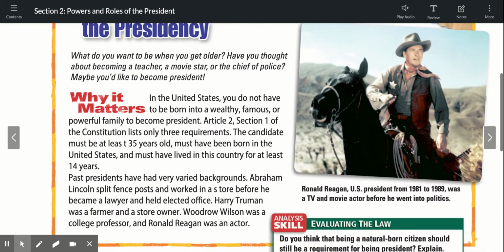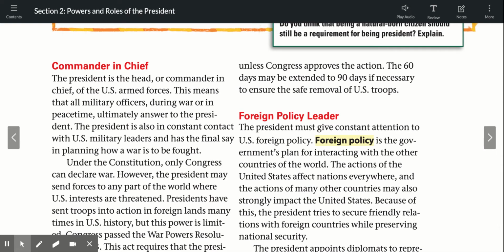Another important role of presidents is commander in chief. This means that the president is head or the commander of the U.S. Armed Forces. This means that he is in charge of all military officers during a war or in peacetime and has unlimited access to the United States military. The president also is in constant contact with U.S. military leaders and has the final say in planning for wars.